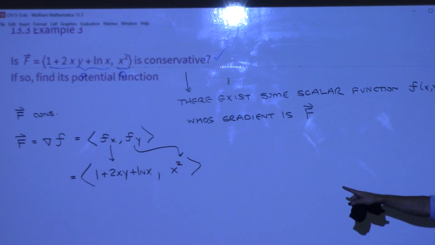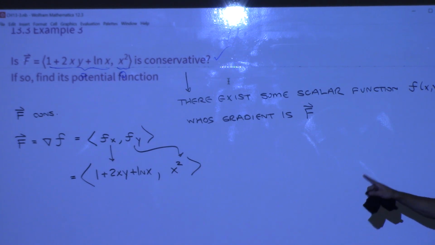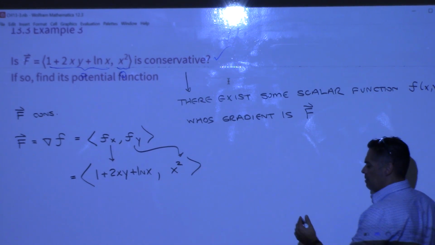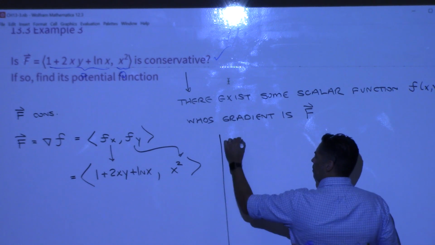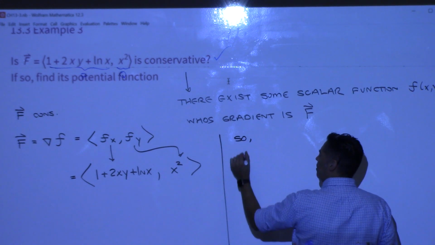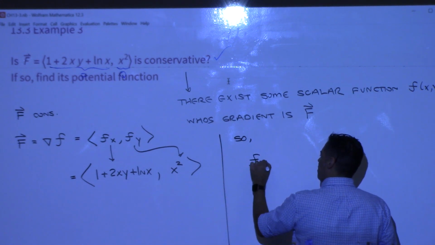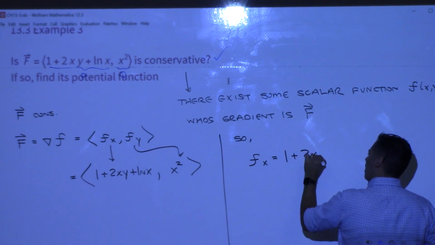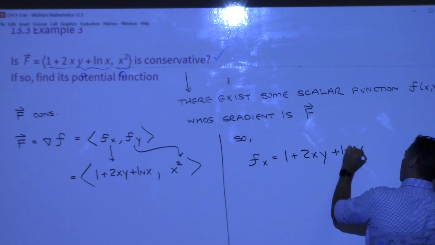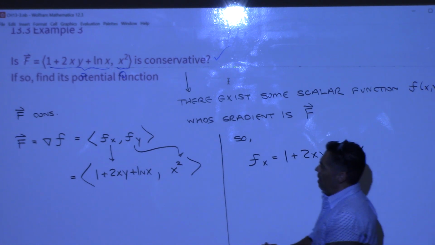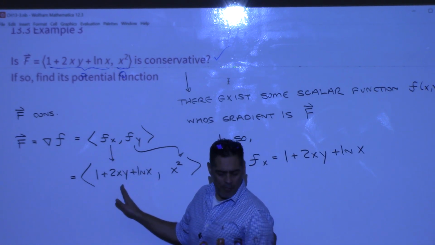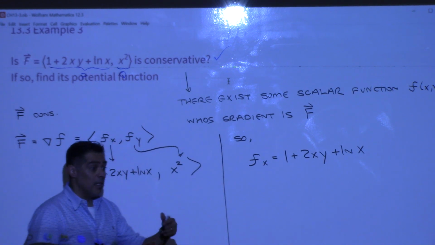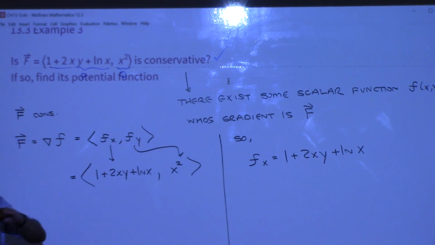So I'm now going to use that information. And here's how I'm going to use it. So this means that the partial of f with respect to x is 1 plus 2xy plus natural log x, right? I'm just saying that that must be that, right? We are looking for little f, right? Little f. We're not looking for the partial of little f with respect to x. We know what that is. We want what little f is.